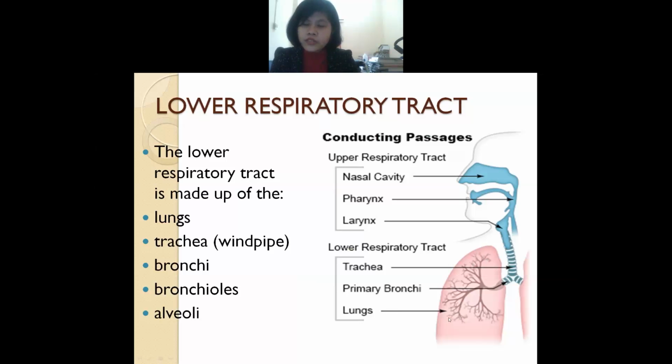And next is alveoli. Alveoli, they are very small. They are just like grapes, you can say, they all come together. Okay, we will see one by one.